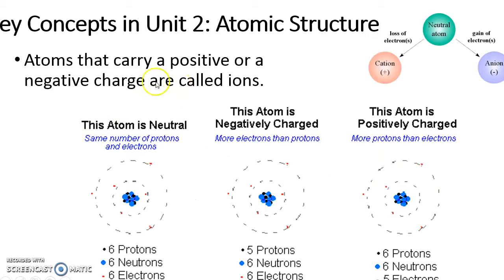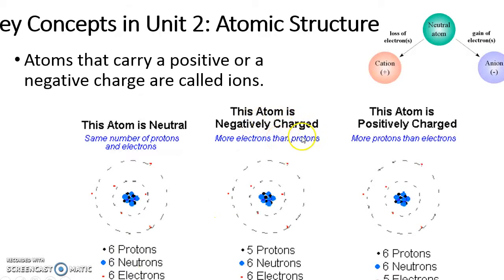Atoms that carry a positive or a negative charge are called ions. So these are not electrically neutral, and they will have different numbers of protons and electrons. So this is a neutral atom right here, a neutral atom of carbon. It has 6 protons and 6 neutrons and 6 electrons. Neutrons have nothing to do with ions. It's really the numbers of protons and electrons that matter.